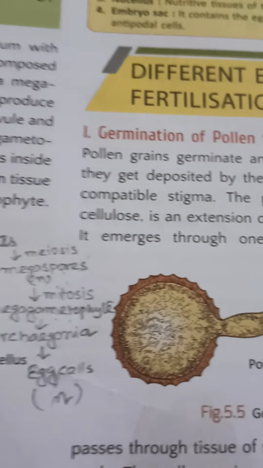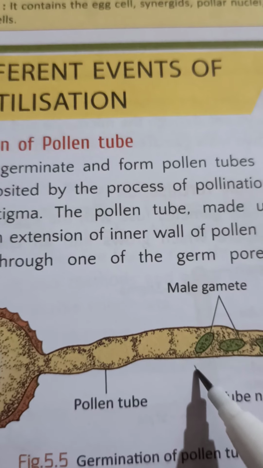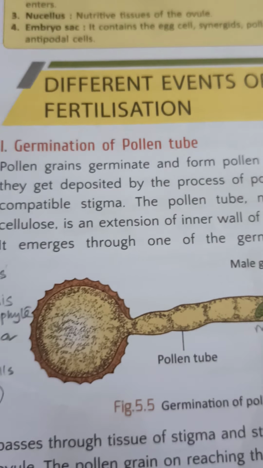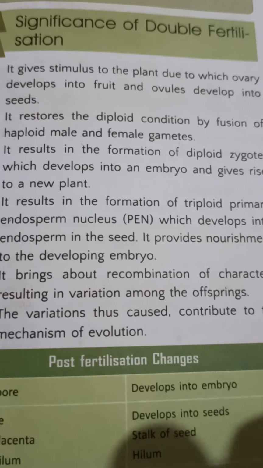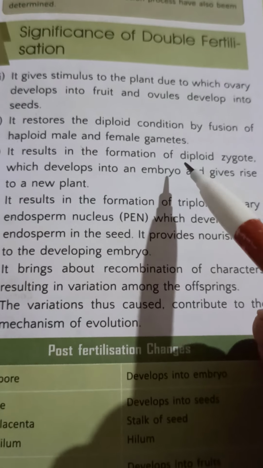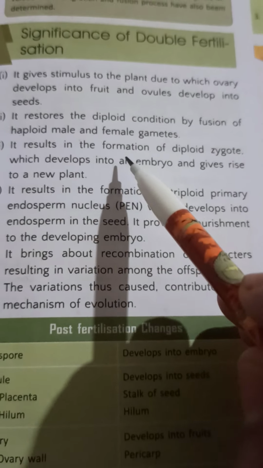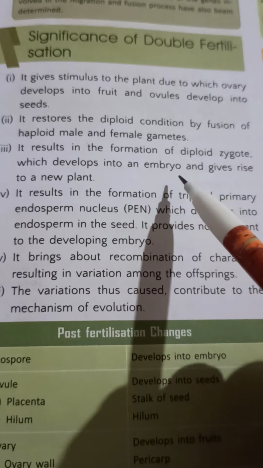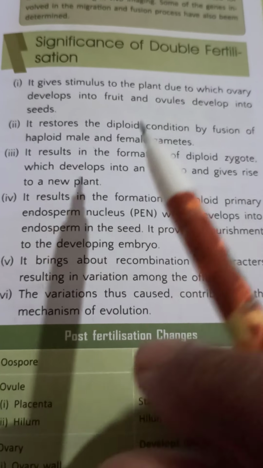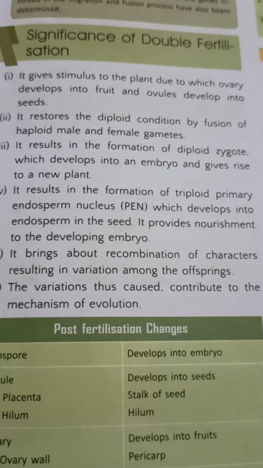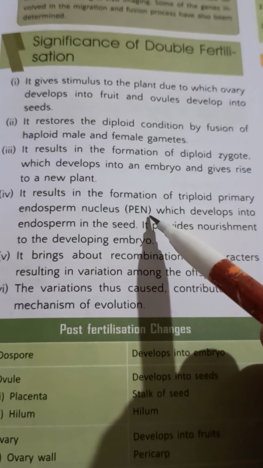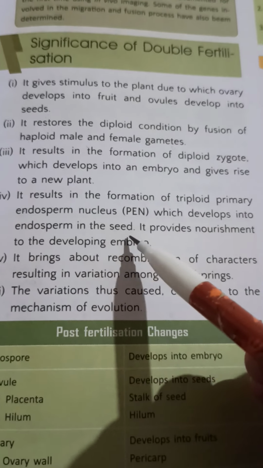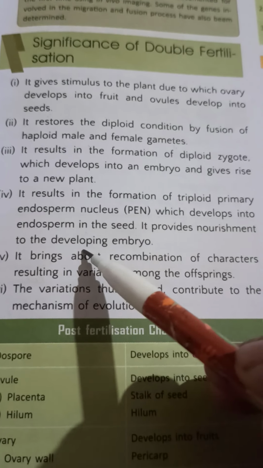So when the egg cell is fertilized with the male gamete, which is also haploid in nature, so 1 plus 1 here 2 forms, 2 nuclei are formed, so it is diploid in nature. Next, it results in the formation of a diploid zygote which develops into an embryo and gives rise to a new plant. তারপরে কি হয়, সেটা এমব্রায়ো ফর্ম করে, যেটা নিউ প্ল্যান্ট হয়। It results in the formation of the triploid primary endosperm nucleus, PEN, which develops into endosperm in the seed. It provides nourishment to the developing embryo.